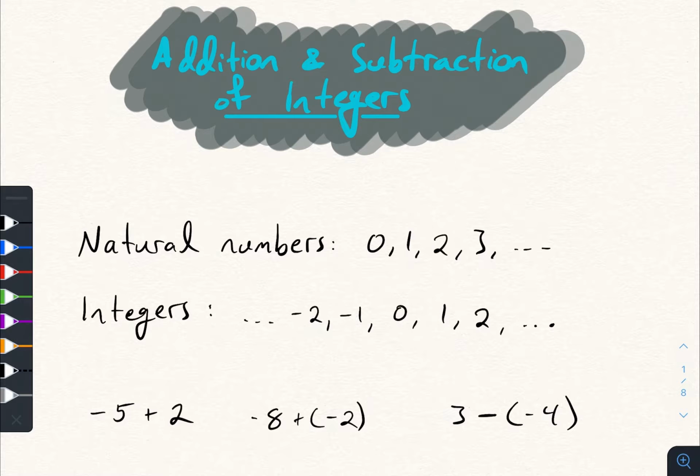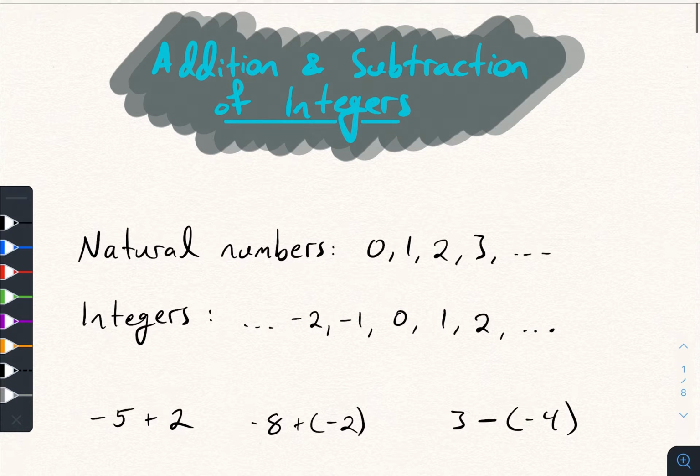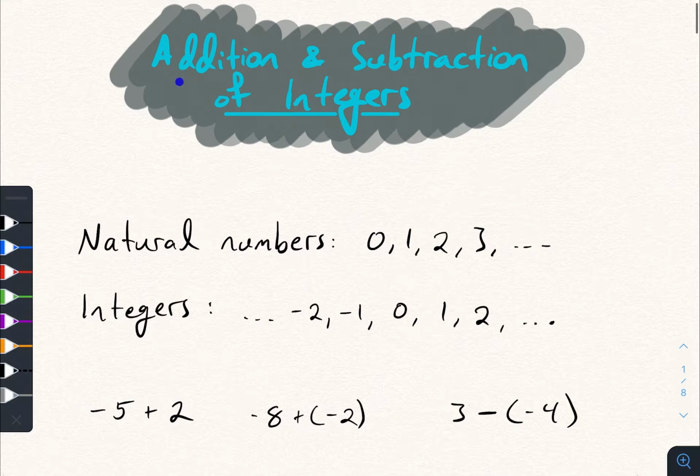Early in the semester, we talked about the natural numbers, which are numbers 0, 1, 2, 3, just sort of your counting numbers. And today we're going to be discussing integers. So integers are basically the natural numbers combined with all the negatives of these natural numbers. So like -2, -1, 0, 1, 2, etc. Okay. And specifically, we're going to be talking about addition and subtraction of these integers.